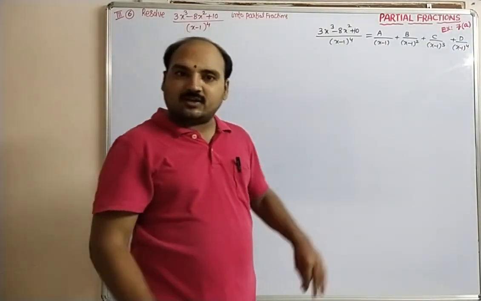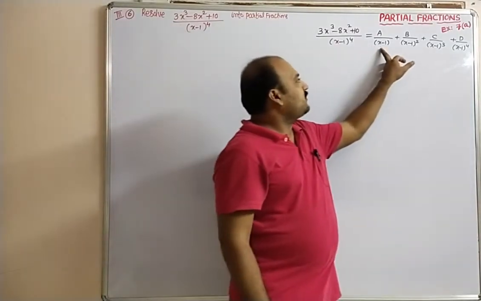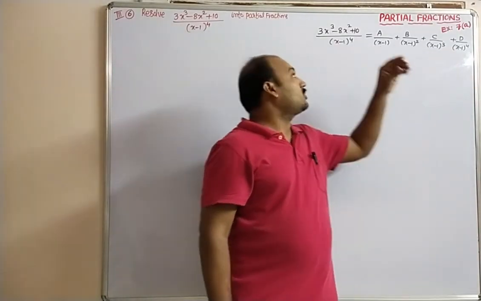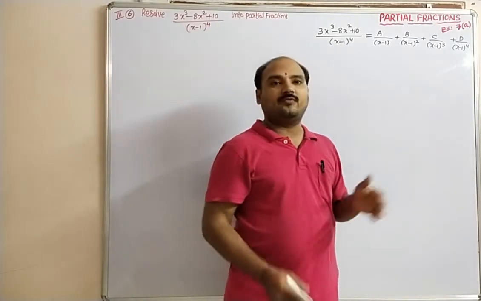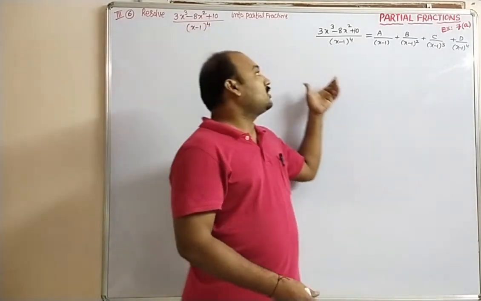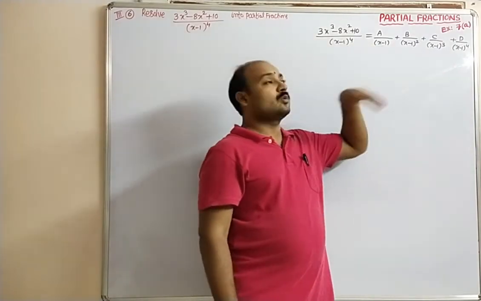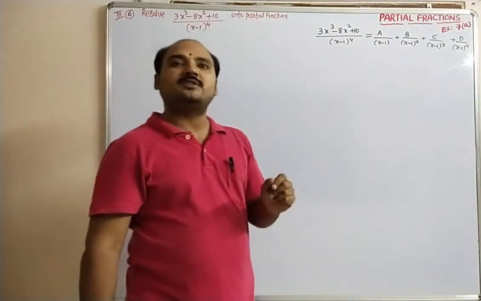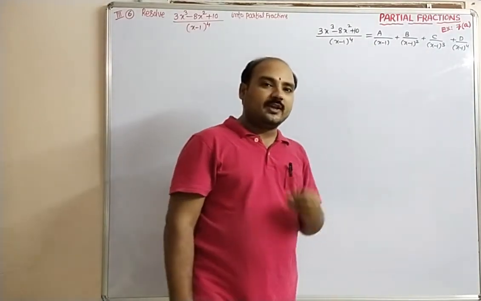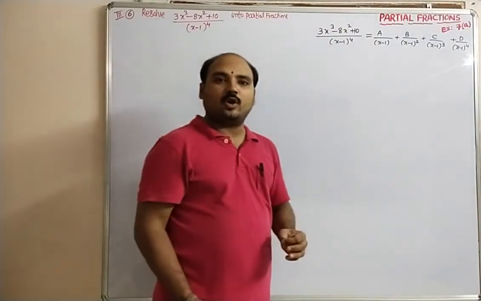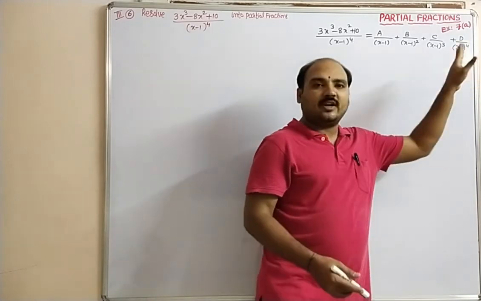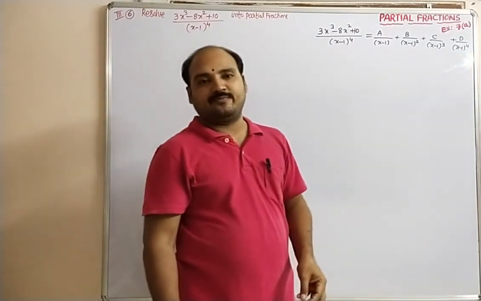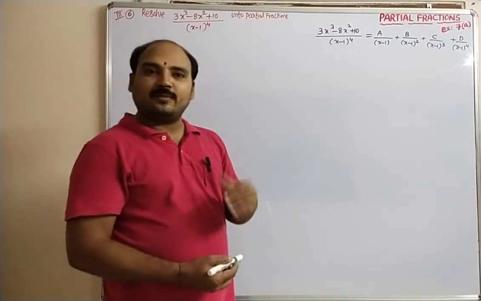Instead of that, suppose it is x minus 1 whole power 6 or 7. If they are asking to resolve into partial fractions with x minus 1 whole power 10, that time it is difficult to do. So we have to follow another procedure. Even if you follow this method, you will get correct answers, but you have to know another method.